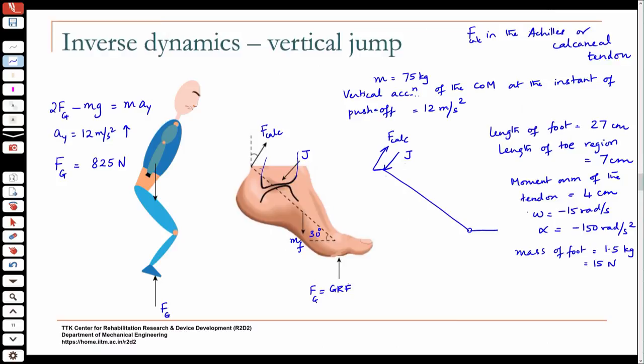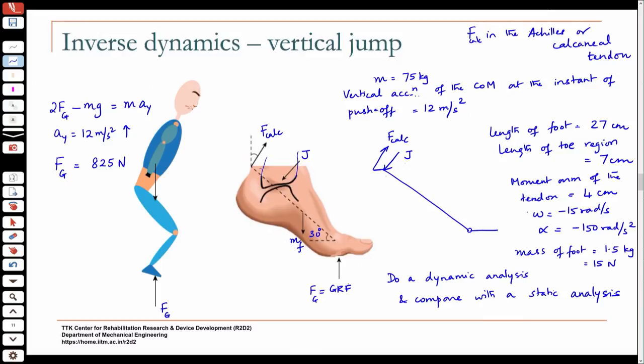In this particular case, you can actually do a dynamic analysis and a static analysis and compare them. Dynamic analysis means you take the omega and alpha and the acceleration of the center of mass of the foot, and you draw the kinetic diagram. You may find that, because the ground reaction forces are much higher, there may not be a significant change between the two types of analysis. But I will leave you to do that as homework.